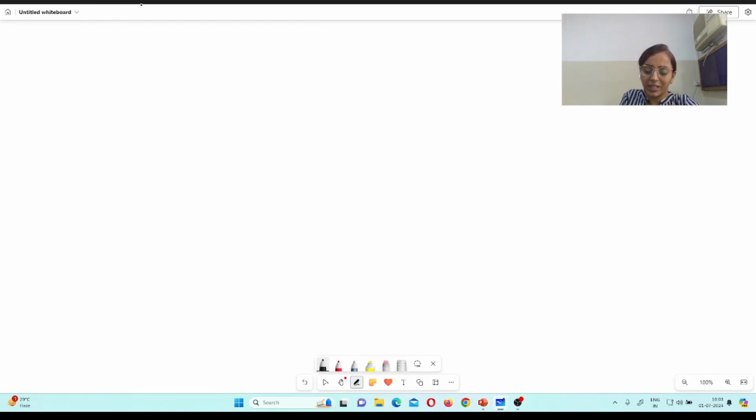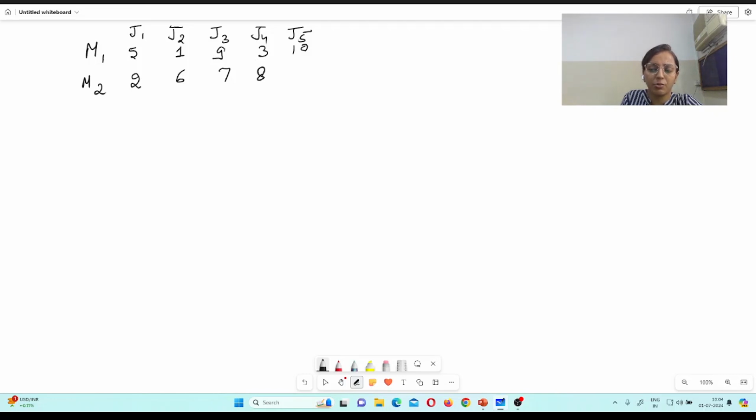Now note down this portion. We have machine one, M1, and M2. And the jobs passing through machine one are J1, J2, J3, J4, and J5. Machine 1, when passing J2, takes, for example, 5 minutes. From J1, it is taking 1. From J3, it is taking 9 minutes, then 3 minutes, and then, for example, 10 minutes. And when passing through machine 2, J1 takes 2 minutes, then 6 minutes, 7 minutes, 8 minutes, and 4. This is the processing time given to you.